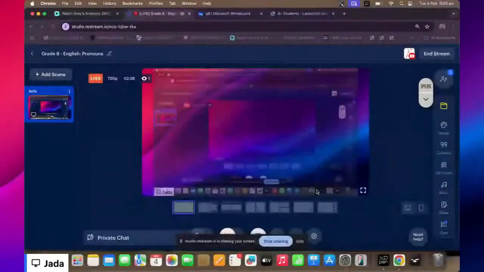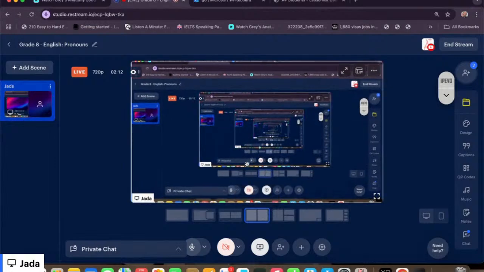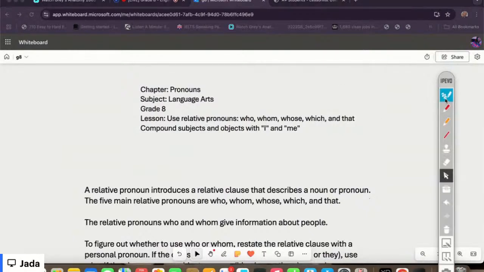Today we'll continue our lessons on pronouns. First, you have to log in using aplusstudent.com. You click on your name, go to Language Arts Grade 8, and go down to Pronouns.